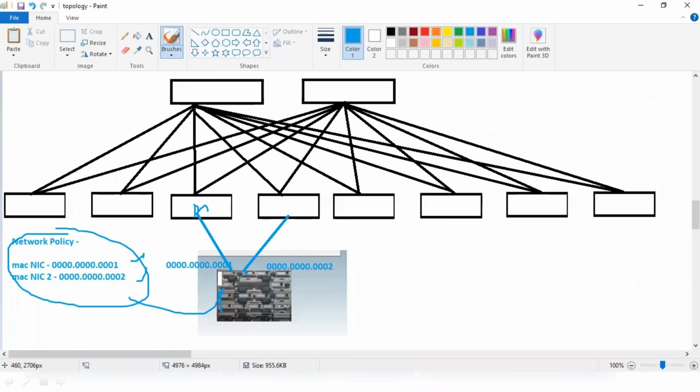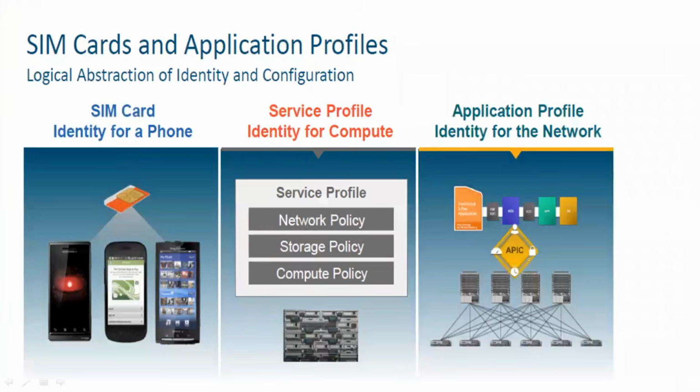Now the server does not have any identity. It means I can put any server here. It's just like I'm applying the network policy, storage policy, and compute policy on this server. Clear? Now Cisco is doing a similar thing with ACI, with the help of the application profile.